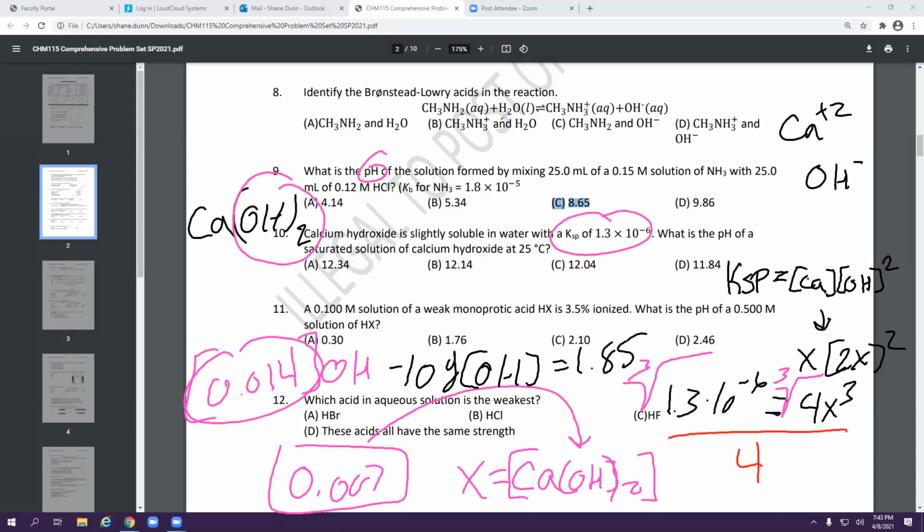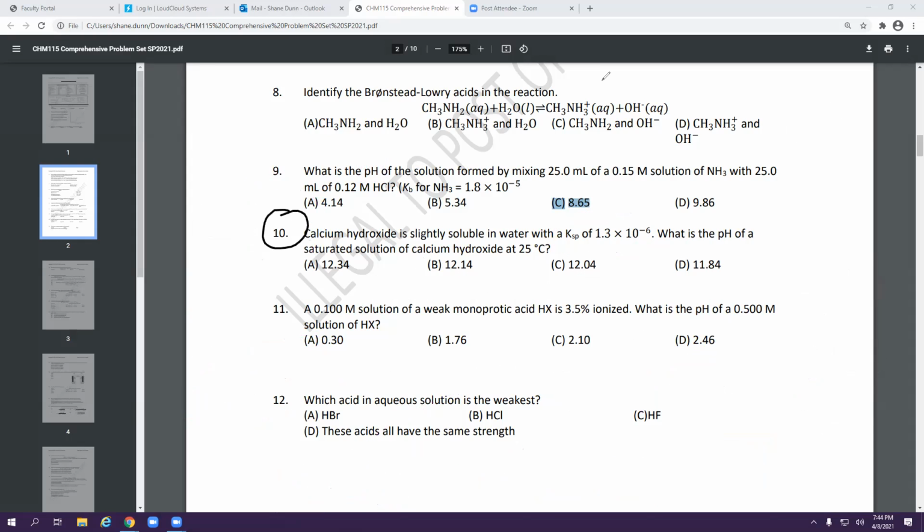1.85. Good. How do I find pH? pH is equal to 14 minus 1.85. What did you guys get? The closest one to it is 12.14. You see? A question like number 10 won't be on the test because it takes way too long to do, since you only have about 90 minutes. But it's testing that you can be given Ksp and find pH.